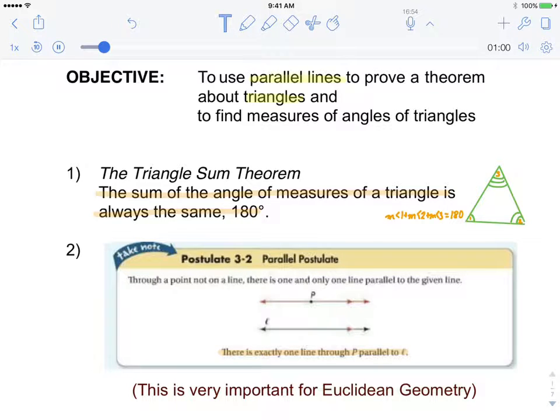Postulate 3.2 is the parallel postulate, and what that states is that through a point not on the line, so if I have this line right here and I place a point just randomly off the line, there is only one line that I can draw parallel to that given line. We're going to use this to prove our triangle sum theorem in just a moment, but it's also used in Euclidean geometry.